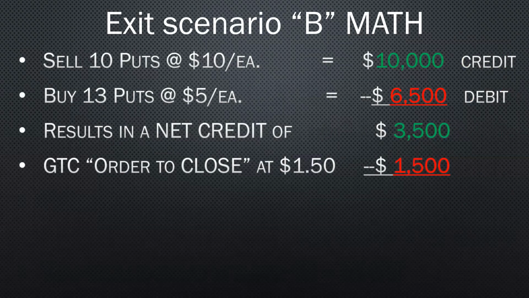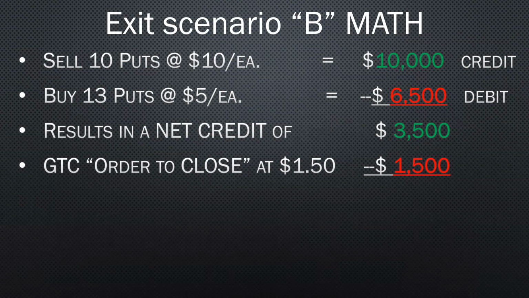Now let's do the math here. We're going to bring in $10 per put. We're going to spend $5 per put. That is called a spread. It's a diagonal spread. That is a net $5. $10 minus $5 is $5. So when we open this trade, that's the credit we're going to receive for each one of the complete spreads. We're going to put a good till cancel order to close that at $1.50 for each of those spreads.